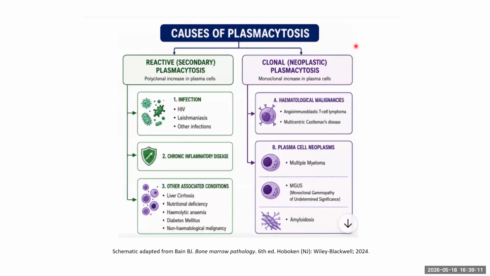So now that we know the patient has a plasmacytosis, we need to consider some of the clonal causes and reactive causes. Reactive causes include things like infection, such as HIV and other opportunistic infections. It could be chronic inflammatory disease. Some of the clonal causes include plasma cell neoplasms like multiple myeloma, monoclonal gammopathy of undetermined significance, amyloidosis, and other hematological malignancies like angioimmunoblastic T-cell lymphoma and multicentric Castleman's disease.